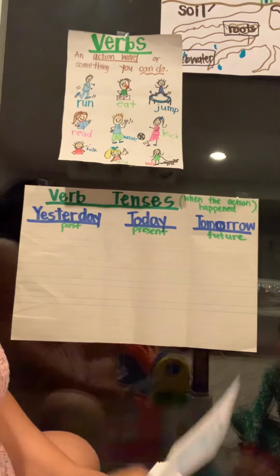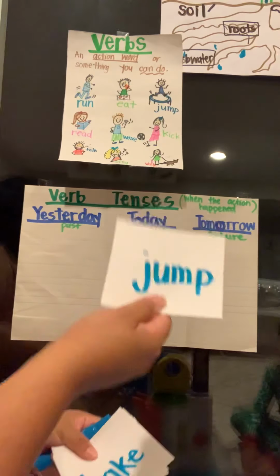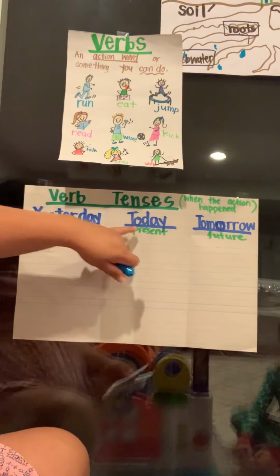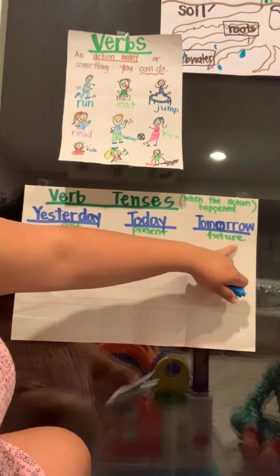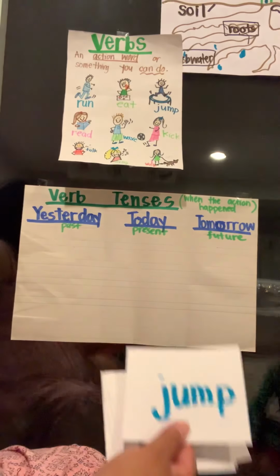Okay, now we're going to learn about verb tenses. A verb tense tells you when this action happened. Did it happen in the past, yesterday? Did it happen in the present, today? Or did it happen in the future? Is it gonna happen in the future? Tomorrow, okay? So a verb tense tells you when it happened.